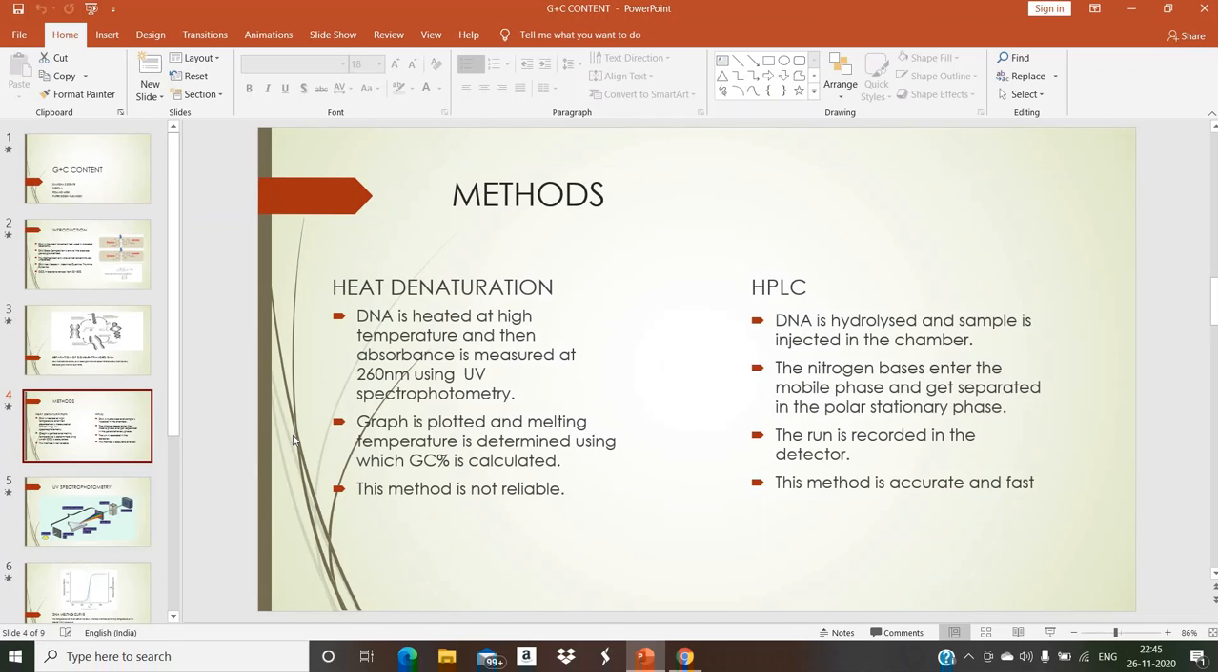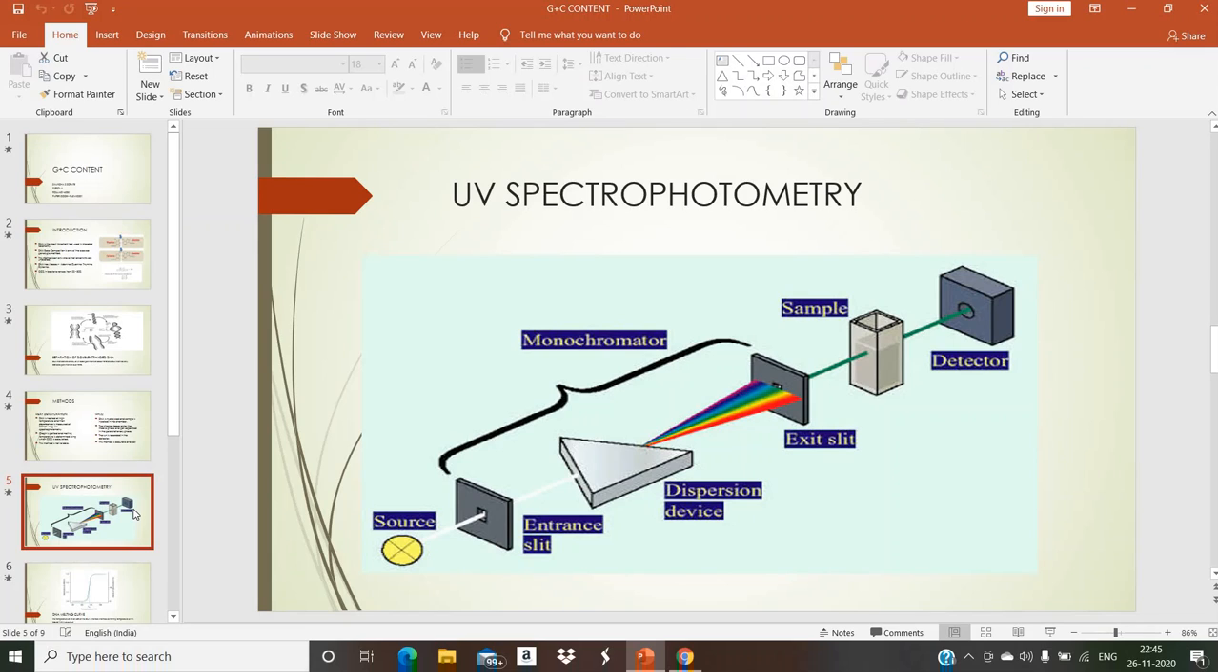Moving towards the methods, I have mentioned two methods to calculate the GC percentage. The first one is heat denaturation using UV spectrophotometry and the second is using HPLC. The heat denaturation method is the simplest method. What we basically do is heat the DNA sample solution at a high temperature. Then we perform the UV spectrophotometry.